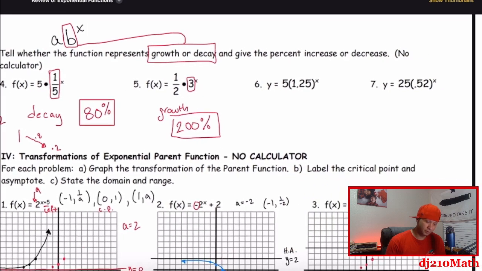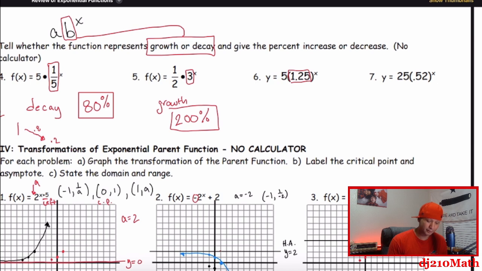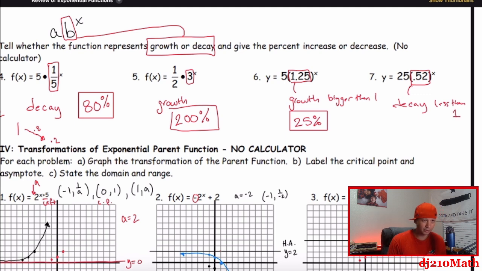All right. So you see where this is going. 1.25, that's the growth factor. And it's growing because it's bigger than 1. Now the question is, how much bigger than 1 is it? Well, it's 0.25 bigger. So 25%. All right, and last, 0.52. This is definitely decay, because it's less than 1. Bigger than 1 is growth, less than 1 is decay. And how much less than 1? That's the question. 0.48. So 48%.